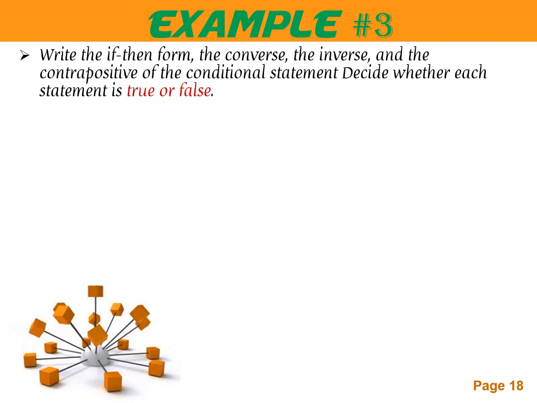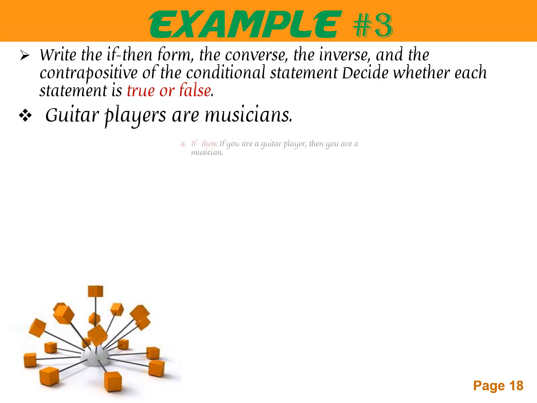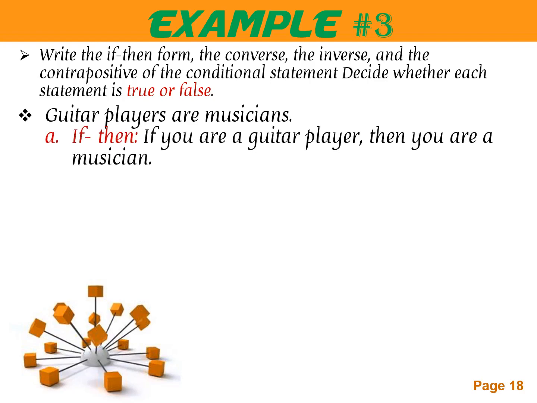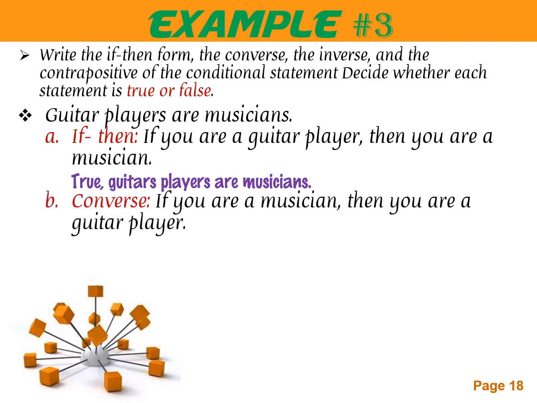Okay, let's have an example. Write the if-then form, the converse, the inverse, and the contrapositive of the conditional statement. And then let us decide whether the statement is true or false. So let's have the example, guitar players are musicians. First we have to write this one in an if and then. So we can have, if you are a guitar player, then you are a musician. This statement can be considered true because if you are playing a guitar, you can be considered a musician. For letter B, the converse. We just interchange the premise and the conclusion. So you will have, if you are a musician, then you are a guitar player.